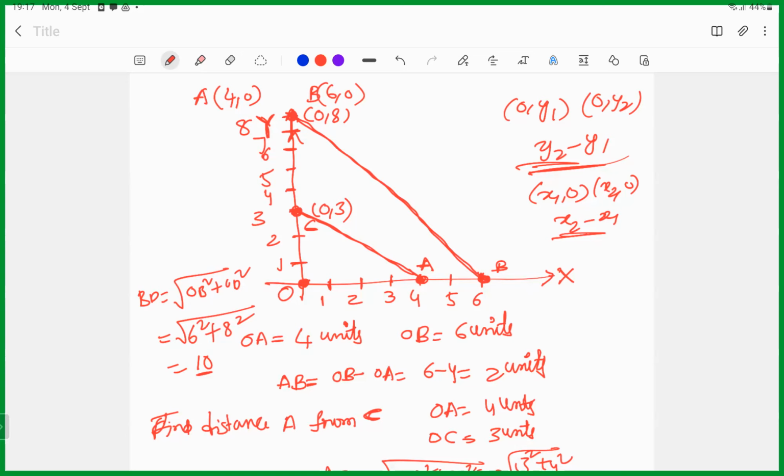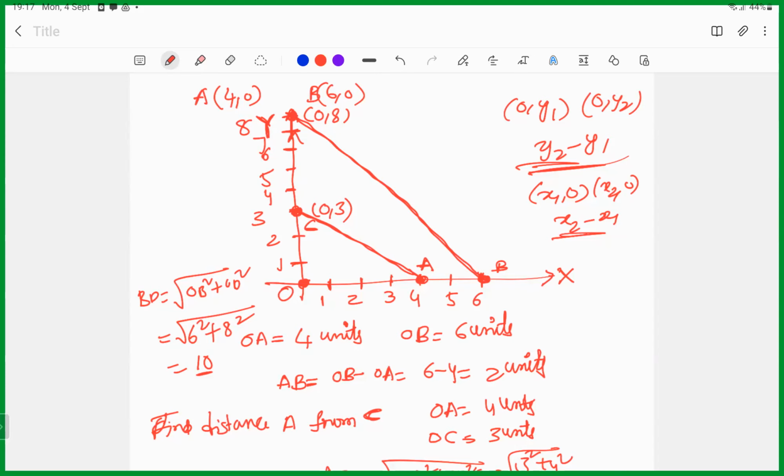But let's consider a situation where the points are not lying on a coordinate axis. Can we find the distance between them? Yes. We shall use the Pythagoras theorem to do so. So there also we use the Pythagoras theorem. So let's see how we do it. Let's see an example.